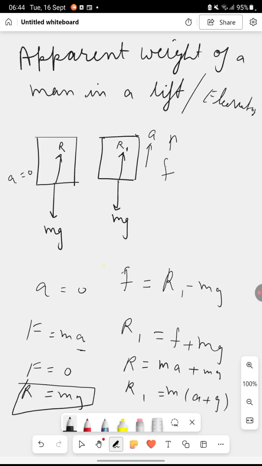One thing we can see from here is that the lift will move upward only when R1 is greater than mg. So this was the case of the lift when it is moving in the upward direction, meaning it is accelerating in the upward direction. Now we can see another case, when the elevator is moving in the downward direction. So let's discuss that.